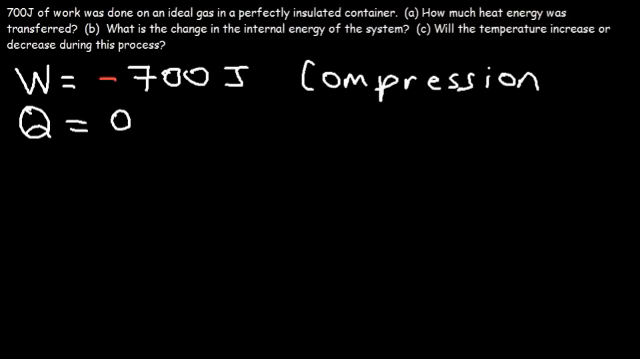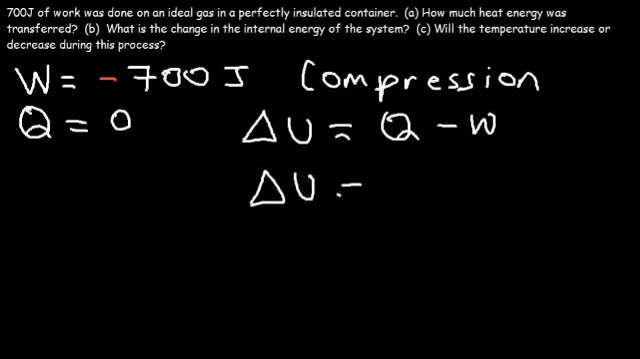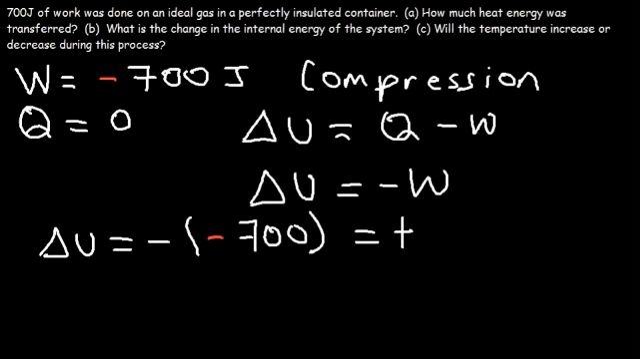Now what about part B? Well, delta U is equal to Q minus W. Since Q is 0 for an adiabatic process, delta U is negative W. And W is negative 700, which means delta U is equal to positive 700. So in an adiabatic process, the work performed on a gas goes directly to change its internal energy. So 700 joules of work was done on a gas. As a result, the internal energy went up by 700 joules.